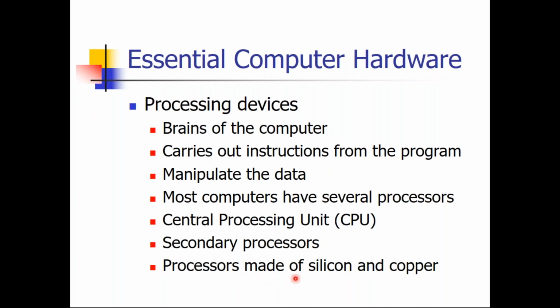Next, processors are made of silicon and copper. Processors are made of silicon and copper metal.